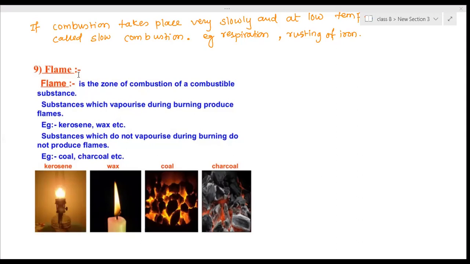So here it is written, flame is the zone of combustion of a combustible substance. Substances which vaporize during burning produce flames. So these substances get converted into gaseous state, and that gas catches fire. Kerosene converts into gas, and whenever gas burns, it produces the flame. In case of charcoal, you can see it only glows, because when charcoal burns, gas is not given out, or these substances could not get converted into gas.